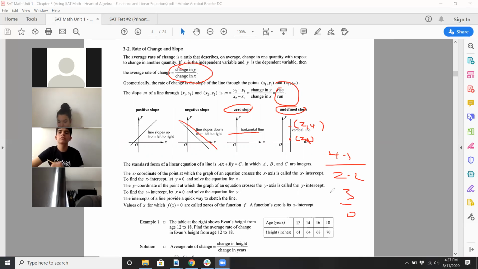Equations can be expressed in a way like this. That's called standard form, where x and y are on the same side. We will talk about y equals mx plus b in just a little bit.